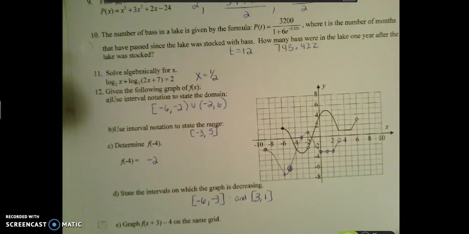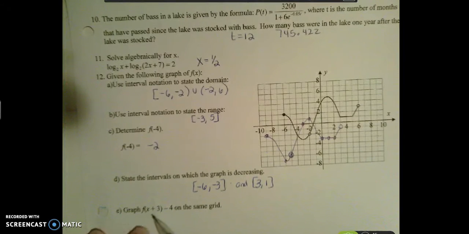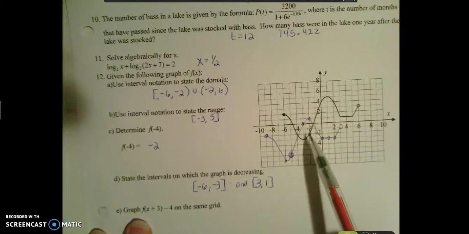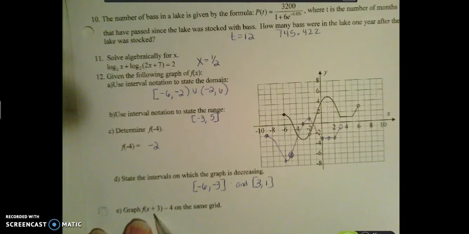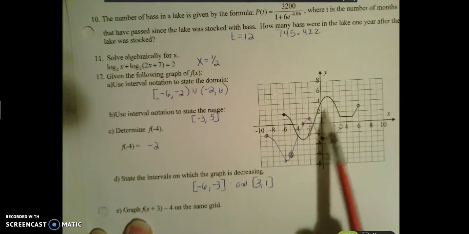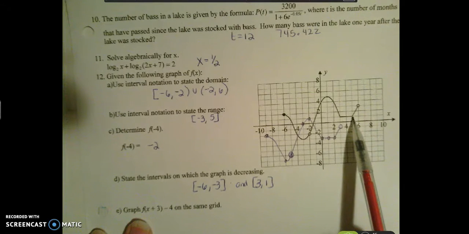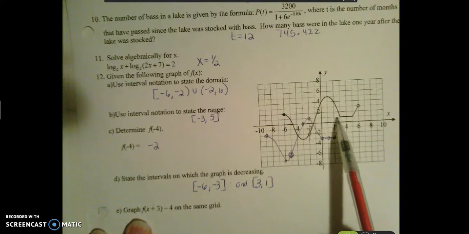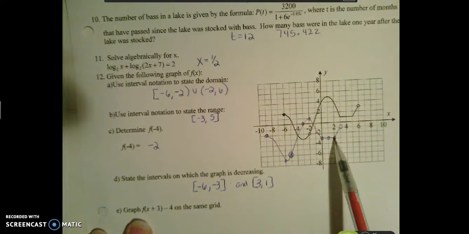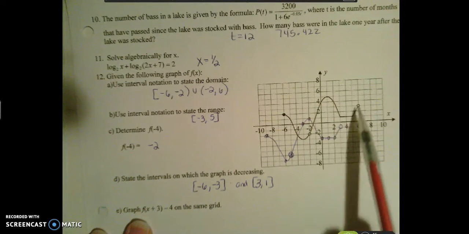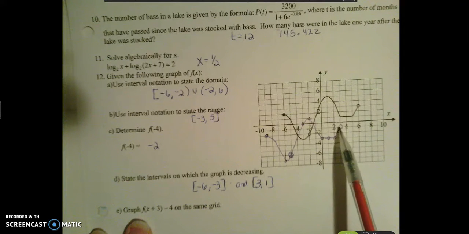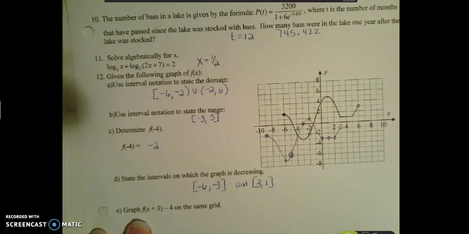Okay. Then it says graph this function converted, but it's asking you to shift it to the left 3 and shift it down 4. So if you take these key points, like you take this point and you're going to go to the left 3 and you're going to go down 4 and you're going to get these new points. So take each of these key points and go to the left 3 and down 4 and you'll get your new points.